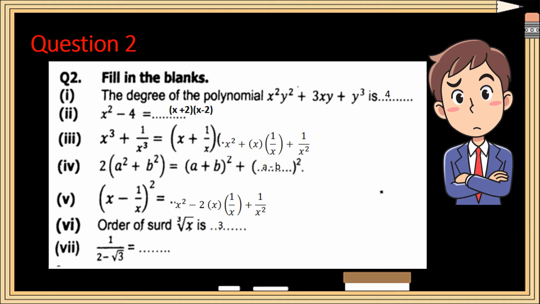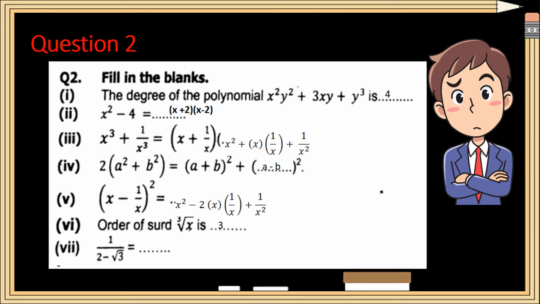In the fifth part, you have the formula for a minus b whole square. That will give you a square minus 2ab into b square. Here you have ab, that is x into 1 over x. So x and x will cancel out each other. So you will be left with only 2 into 1 or 2.